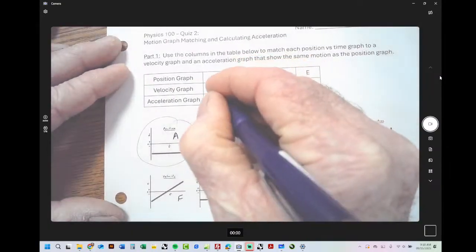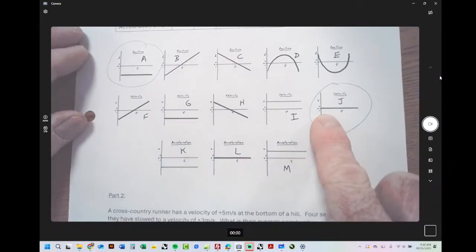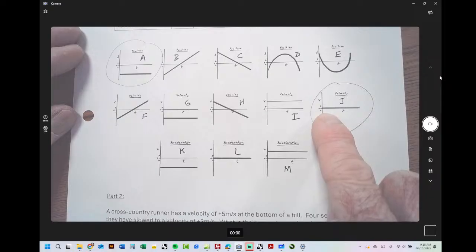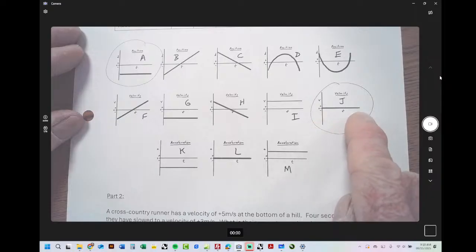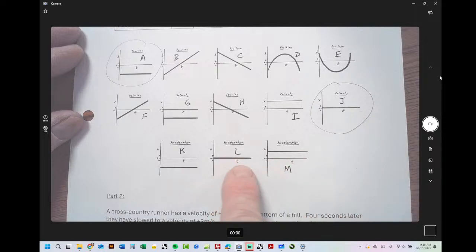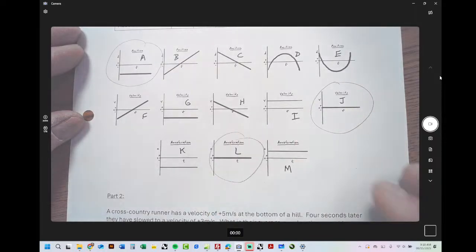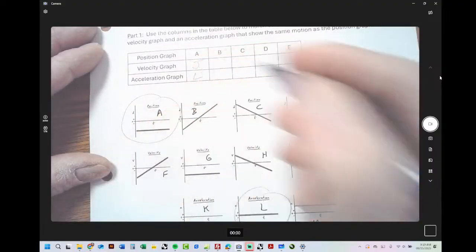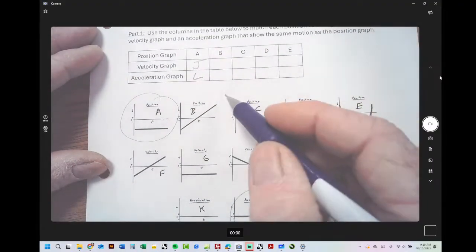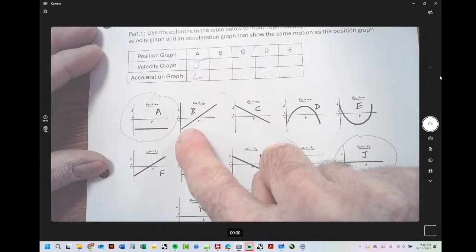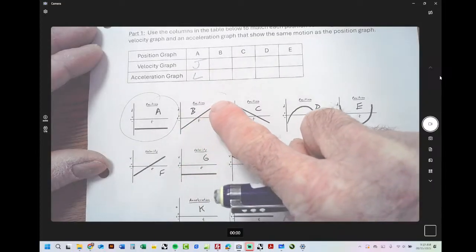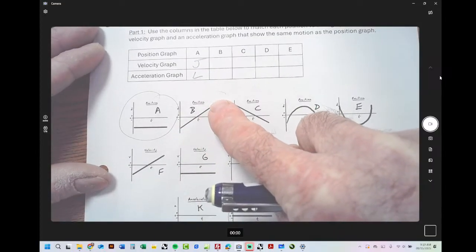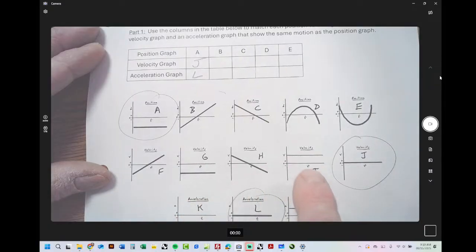So J. Slope of this is 0 the whole time, which means the acceleration is 0 the whole time. So L. So it's J and L. And then for B, slope, it's positive the whole time. I look for an acceleration, or sorry, velocity is positive the whole time. That's I. That's the only one.